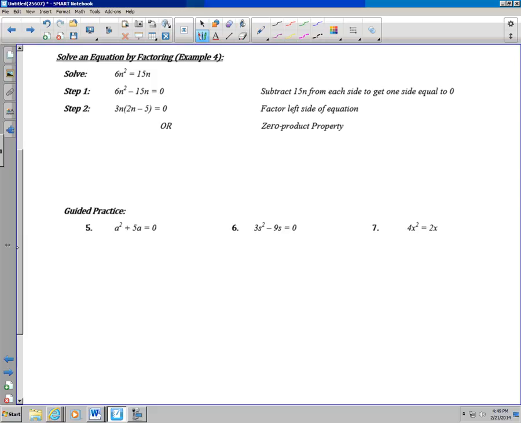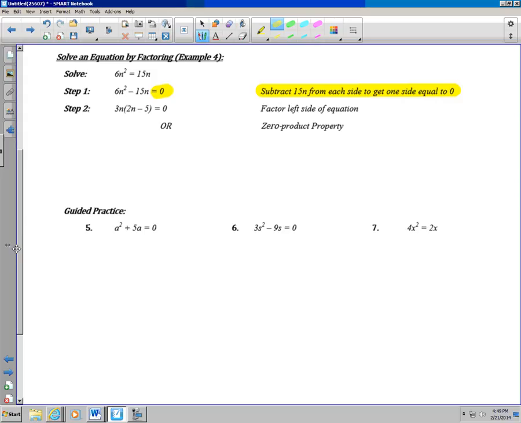So the first thing to do is we want to subtract 15n from each side so that we get one side equal to 0. Okay, that's our objective here, is we need this side to be equal to 0 so that we can even use the zero product property. So by subtracting 15n from both sides, we now have a binomial on the left. Now we can take that binomial and we can factor the left side of the equation.